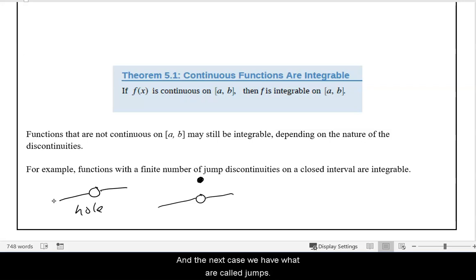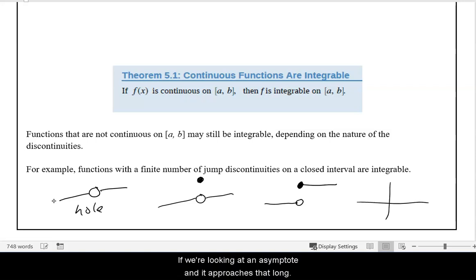In the next case, we have what are called jumps. The definite integral can deal with jumps provided that there's only a finite number of jumps within the closed interval. If there are infinitely many jumps within the closed interval, then the function may not be integrable after all. The one kind of discontinuity that a definite integral cannot deal with at this point is the infinite asymptote.